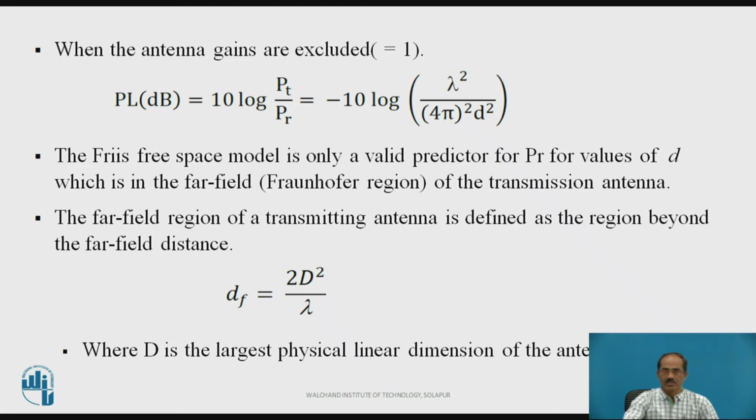The free-space model is only a valid predictor for Pr for values of d which are in the far field, also called the Fraunhofer region, of the transmission antenna. The far field region of a transmitting antenna is defined as the region beyond the far field distance Df = 2 D square divided by lambda, where D is the largest physical linear dimension of the antenna.